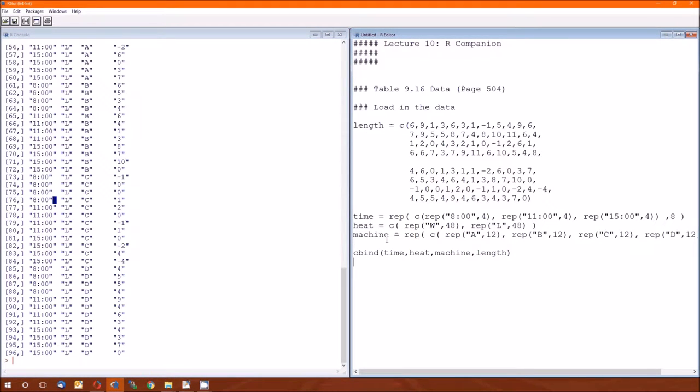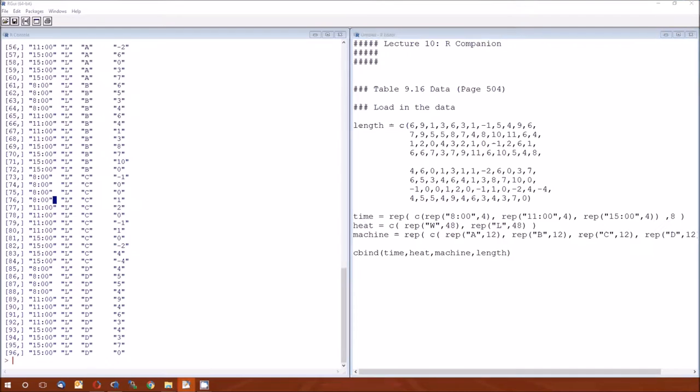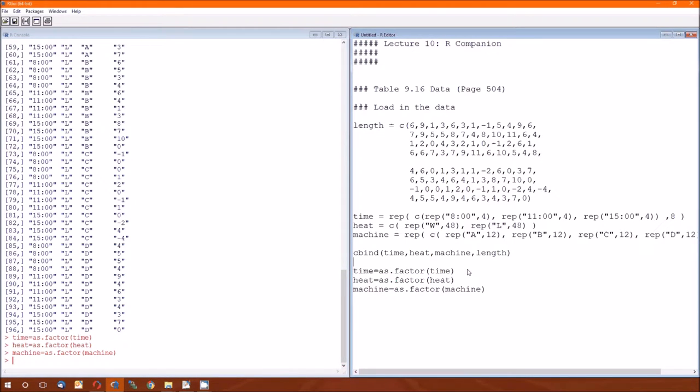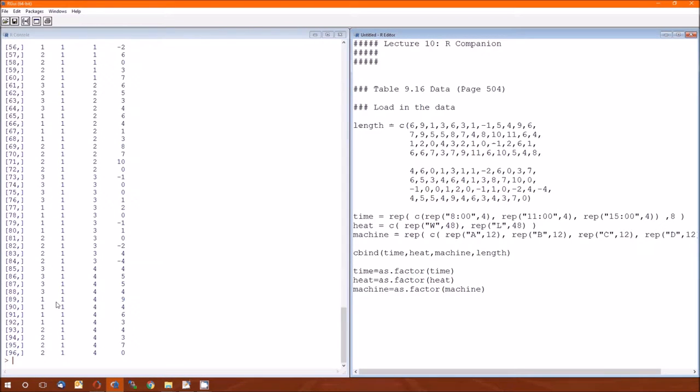Notice I did not do the as.factor yet, because once you do the as.factor, these values, the 8 o'clock, the W's, the B's, etc., are going to be changed into 1's, 2's, 3's, and 4's. So I'll do the as.factor now. And just to drive that point home, I'm going to rerun that cbind line. Now we've got 1's, 3's, 2's, 4's, etc.